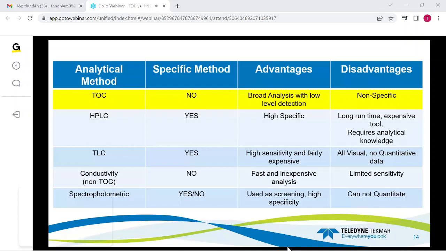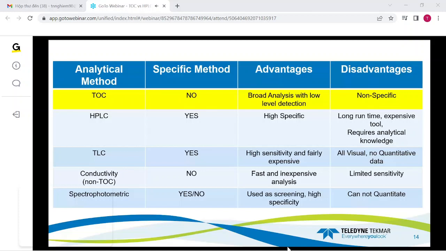Any disadvantages? Yes, it's non-specific. But in this realm, we're actually looking for a go, no-go value. If we're above a certain value, then we need to go back and revalidate our cleaning process, send the samples back through. Oh, it's clean, we're good to go now. Or we can do further investigation where we bring in other tools such as HPLC, TLC, or other type of testing equipment.